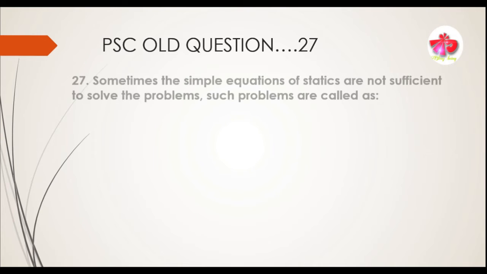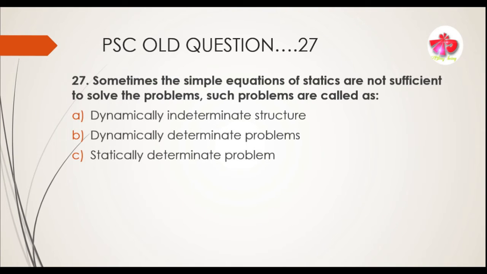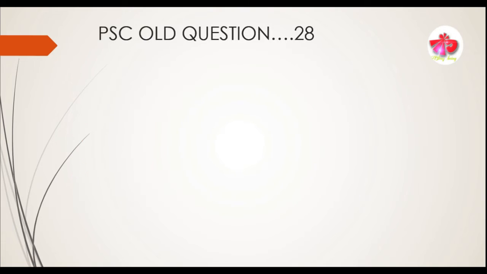Question number 27. Sometimes the simple equations of statics are not sufficient to solve the problem. Such problems are known as what? Option A, dynamically indeterminate structure. Option B, dynamically determinate structure. Option C, statically determinate problem, and option D, statically indeterminate problem. So friends, sometimes the simple equations of statics are not sufficient to solve the problem. Such problems are known as statically indeterminate problem.